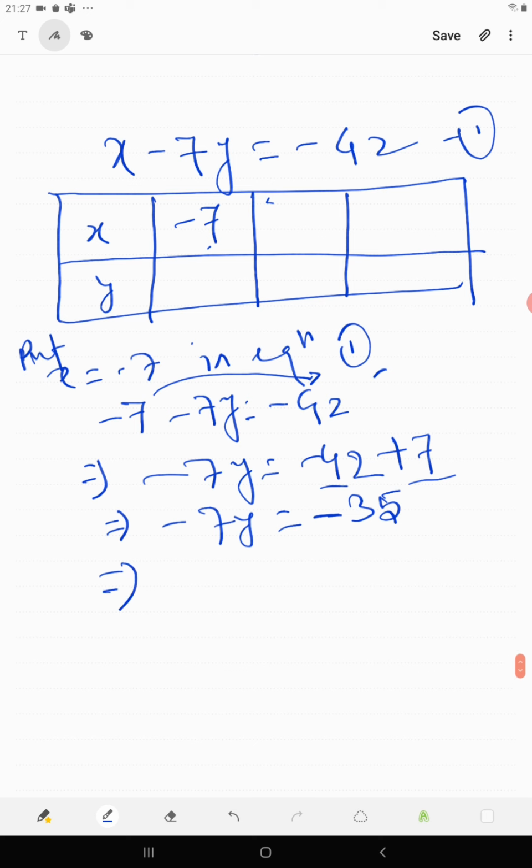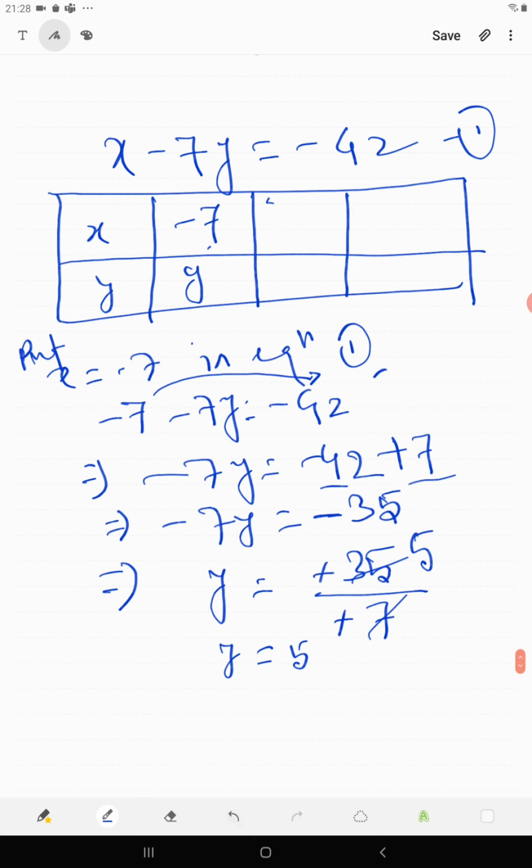Now you see minus 7 is multiplied with y. When it goes to the right hand side, this multiplication becomes division. So y equals minus 35 divided by minus 7. Minus minus cancel out, and 7 fives are 35. So how much did we get? y equals 5.